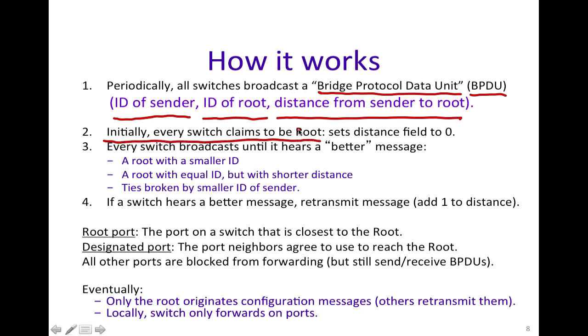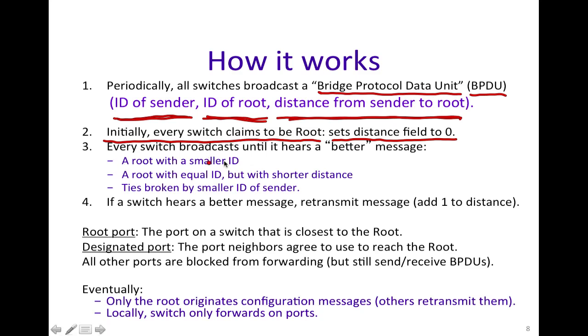It's going to claim that it's the root. In other words, it's going to put its ID of its sender to be the same as the ID of the root, and because they are one and the same, it's going to set the distance field to 0 because that's the distance from the sender to the root. And every switch is going to broadcast this value until it hears a better value.